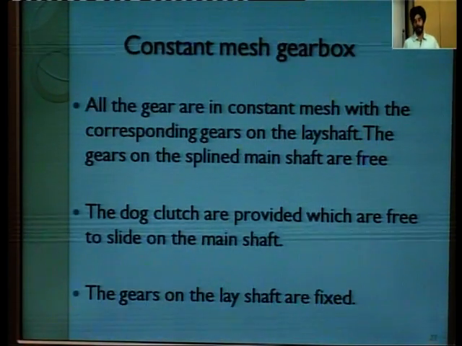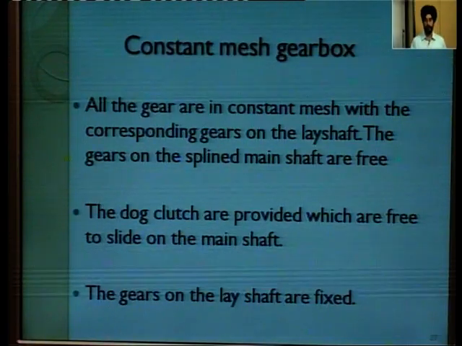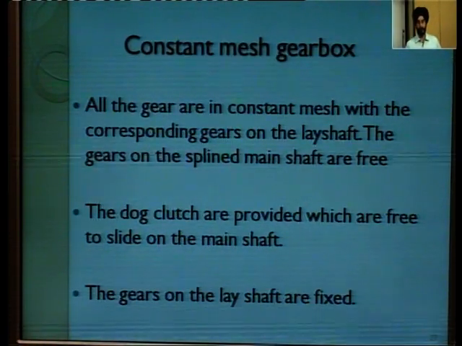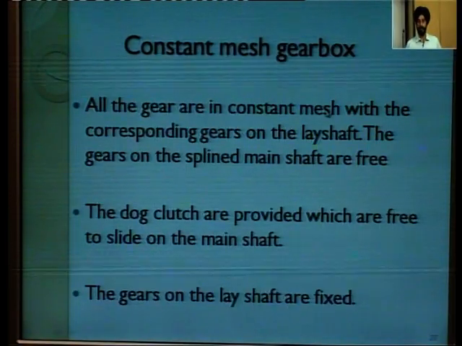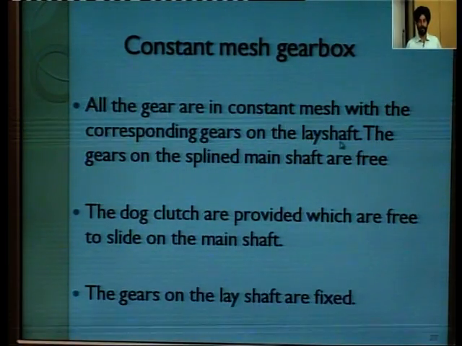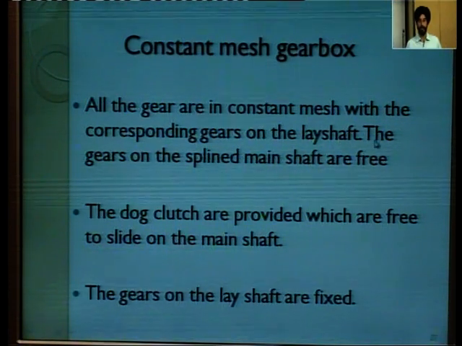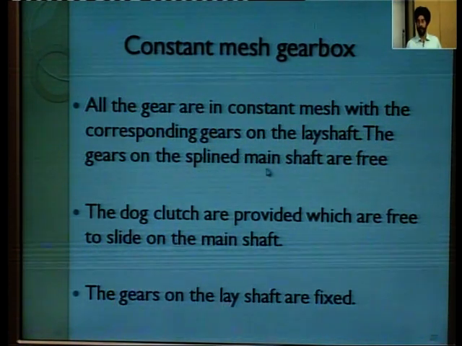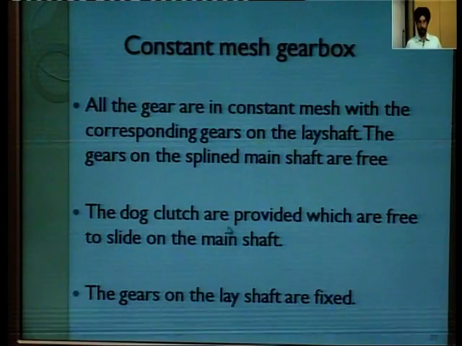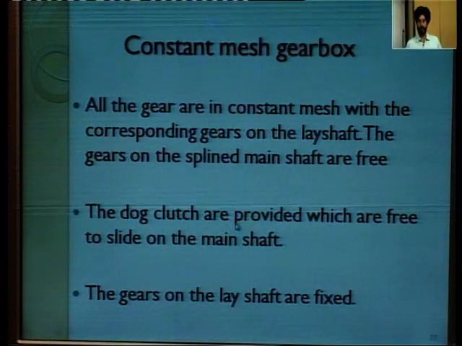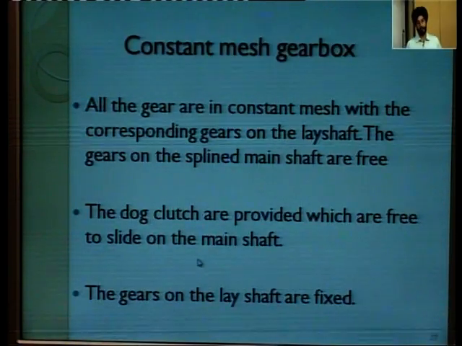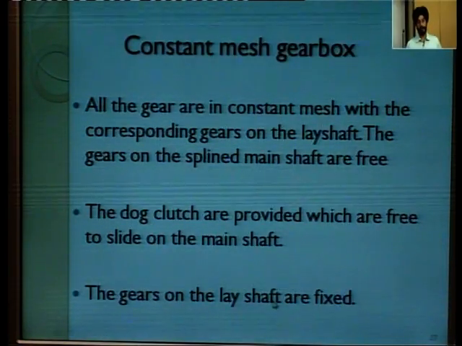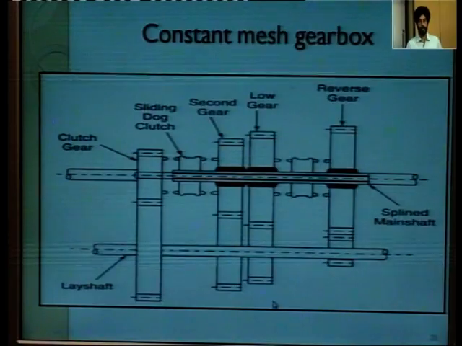And there is another gearbox, which is a constant mesh gearbox. In this gearbox, all the gears are in constant mesh with the corresponding gears on the lay shaft. The gears on the splined main shaft are free, and dog clutches are provided which are free to slide on the main shaft. The gears on the lay shaft are fixed.